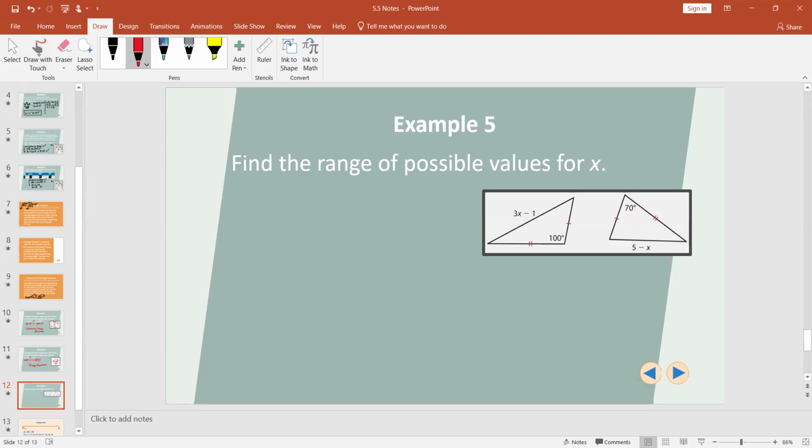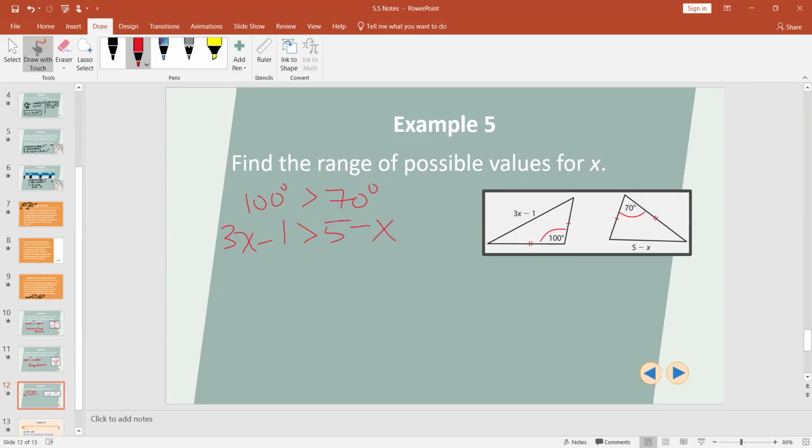Okay, this last one is very similar to what we did before. And so it's just kind of a next step because we're working with variables. So again, you can see that we have two congruent sides in each triangle. And so the angle measurements that were given are our included angle. So I need to find the range of possible values for x. So I know that 100 degrees is greater than 70 degrees. So that means that its opposite side, 3x minus 1, has to be greater than 5 minus x.